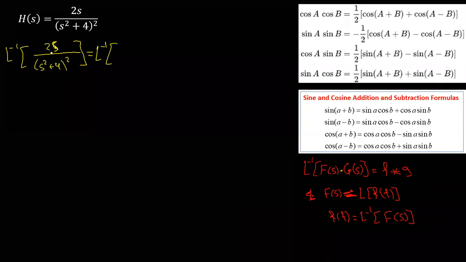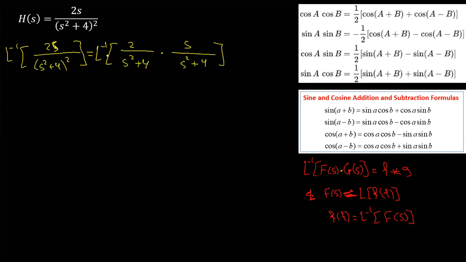No one of you can write this fraction as a product between 2 over s squared plus 4 times s over s squared plus 4, then take the inverse Laplace. Actually, I'm sorry to say that you can't say that it is the Laplace inverse of the first times the Laplace inverse of the second. You can't say, look to the rule.